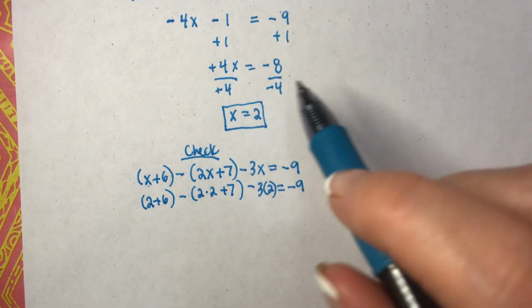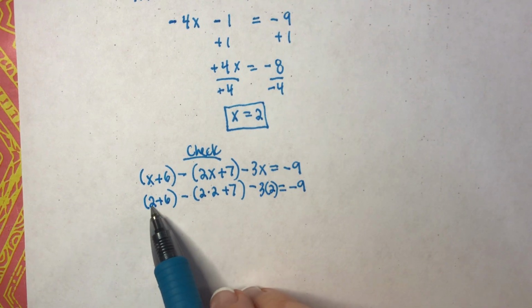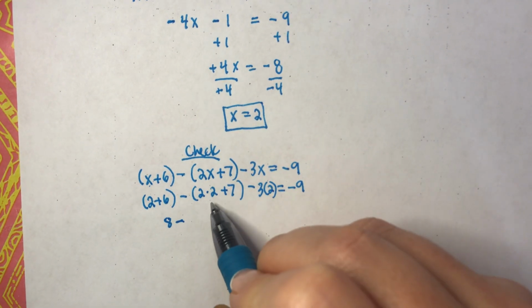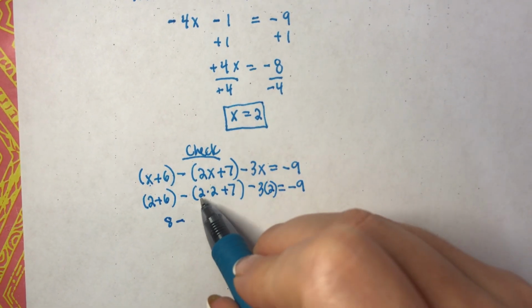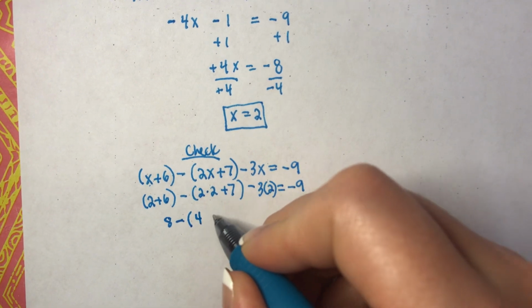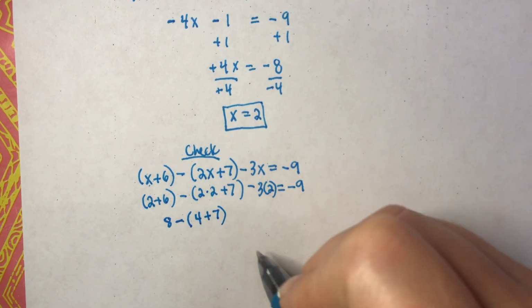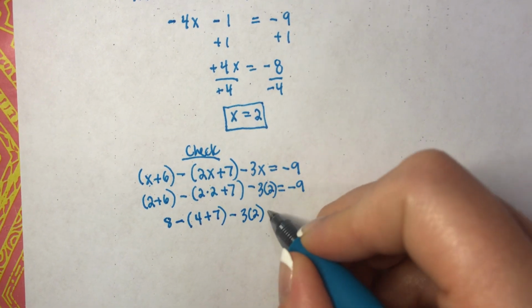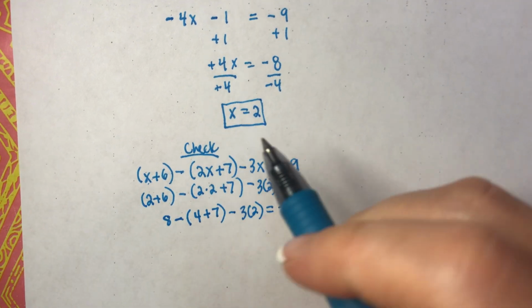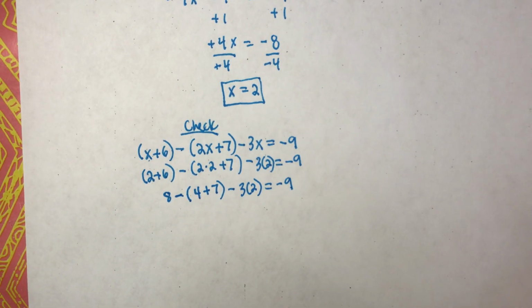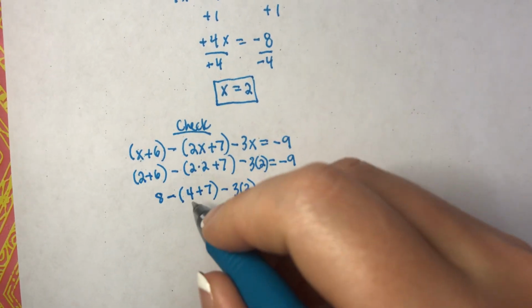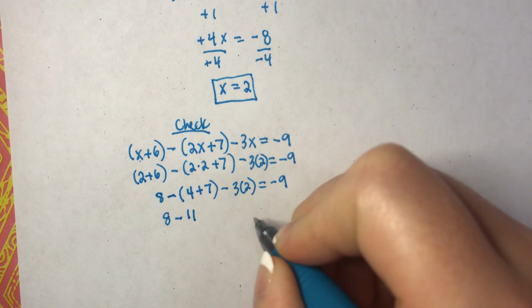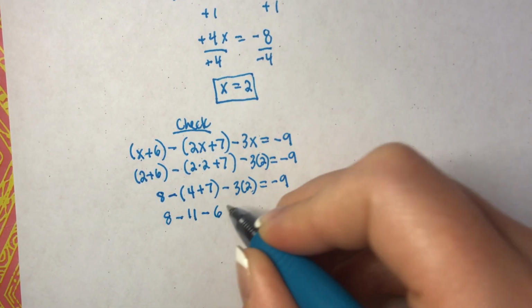So now it's just a big order of operations problem. We're going to do the parentheses first. 2 plus 6 is 8 minus, and then these parentheses, there is multiplication and addition. So we're going to do the multiplication first. 4 plus 7, and then minus 3 times 2 equals negative 9. So again, we are going to follow the order of operations. We're going to do the parentheses here. So we have 8 minus 4 plus 7 would be 11. Minus 3 times 2, which is 6.